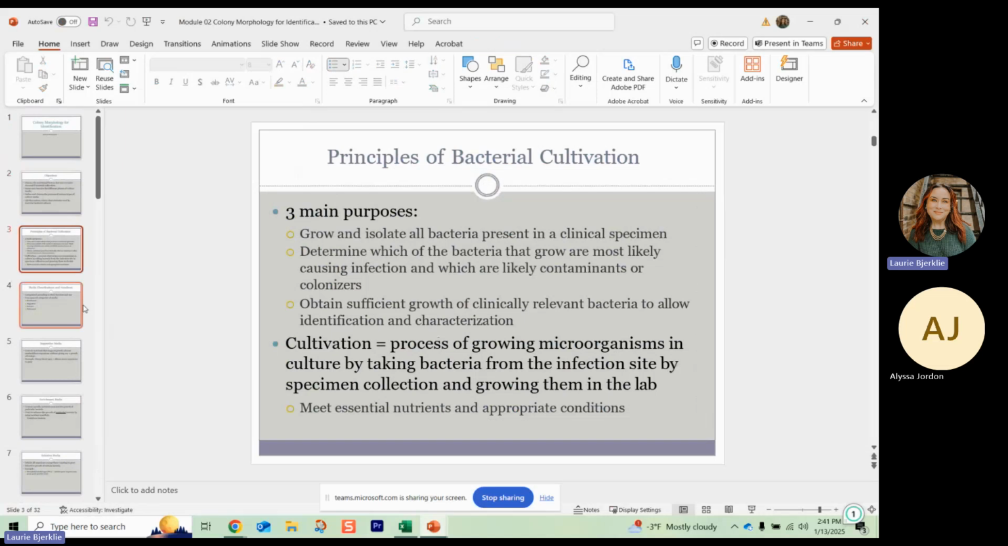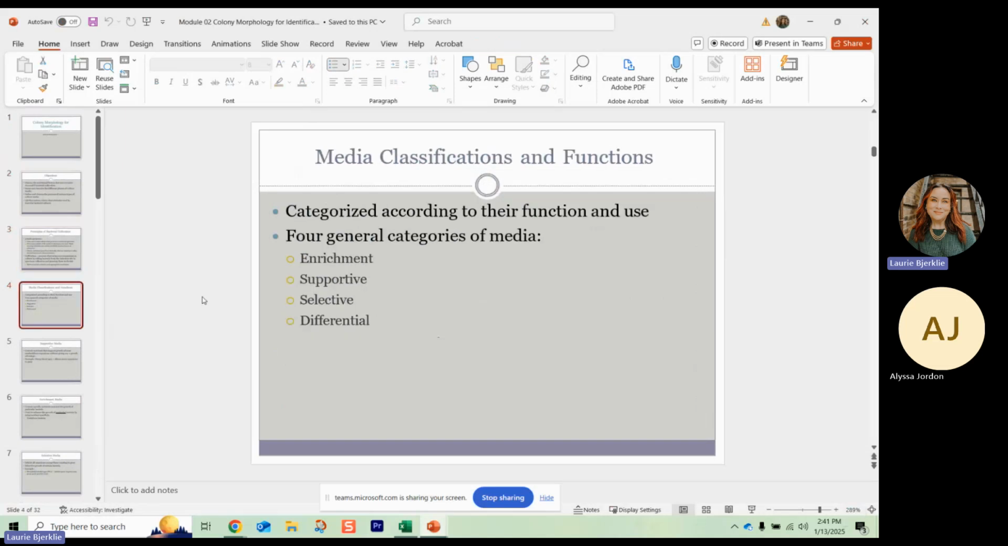and then growing it out in the lab. In order to grow it, we have to give it an agar or a media in general that it likes. We call it media because it can be an agar or broth, and it gives it nutrients so it can thrive and grow. There are 4 categories of media: enrichment, supportive, selective, differential. You need to know the definition of each of these categories of media.